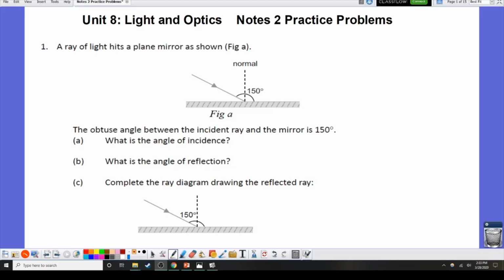All right, Unit 8, Lights and Optics, Notes 2, Practice Problems. We're going to go ahead and work on practice problems 1 through 8.